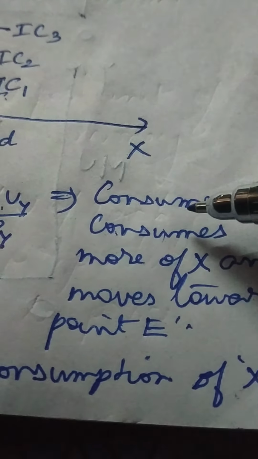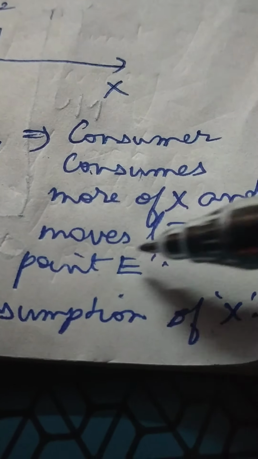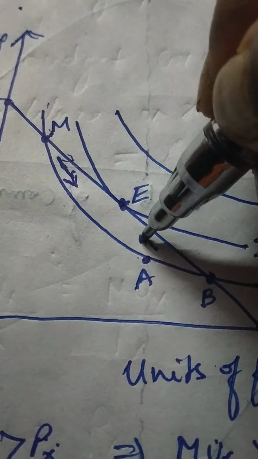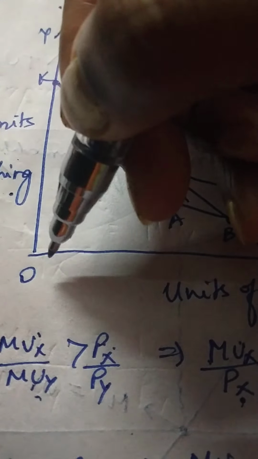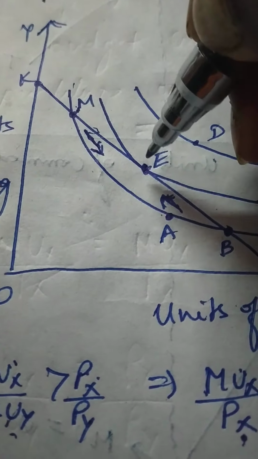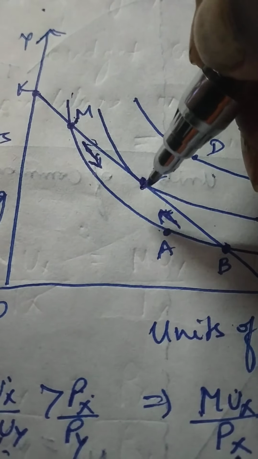Earlier, at point M, he was getting the incentive to consume more of X and move towards point E. Here, he will reduce the consumption of X. See the arrow I have shown here? So, he is reducing, meaning going this side. That is why he will move towards point E again, where E is the equilibrium point. Why? I will explain just now.